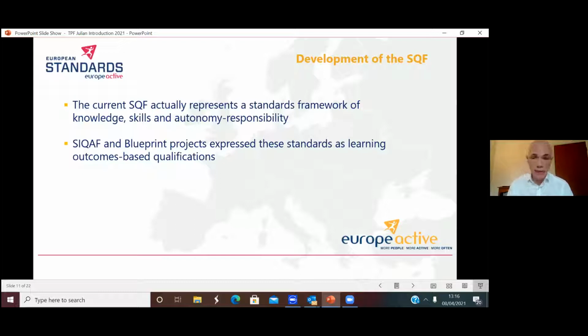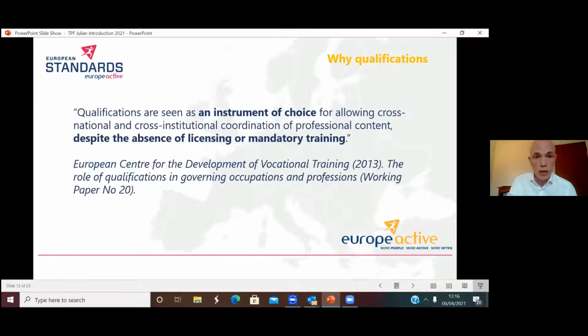Now we've embarked on a number of projects over the last few years, last 5 or 6 years, the EQF project and the Blueprint projects. And as a result of the work on those projects, we have now developed those standards into learning outcomes-based qualifications. And we're going to talk about the reasons why.